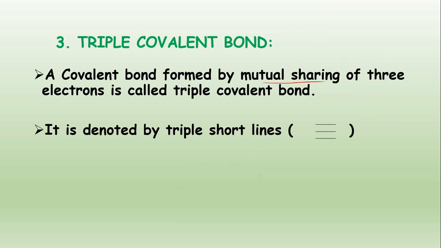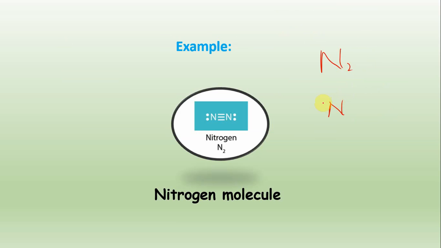Now for nitrogen, N2, the valence electrons are 5: 1, 2, 3, 4 and 5, and in this way the other atom also has 5. Now look at the sharing. They are sharing 3 electrons, so 3 plus 3 is 6, and plus 2 is 8.